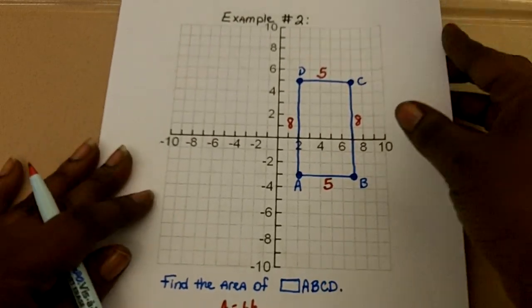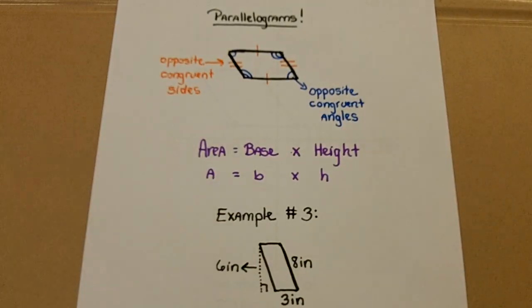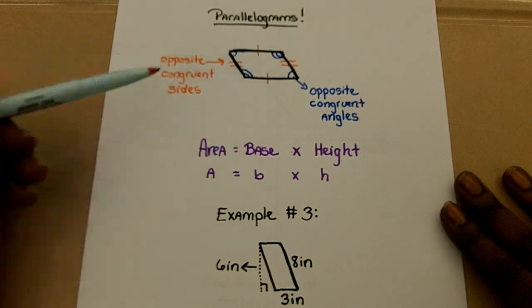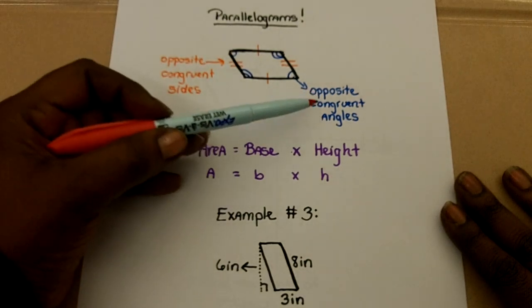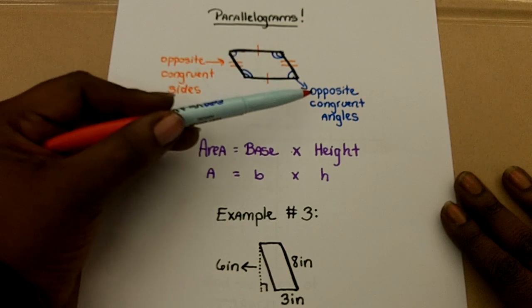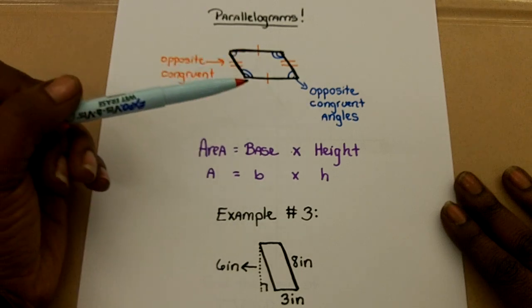Now, moving on to the next shape, a parallelogram. Basically, a parallelogram is also a quadrilateral, a four-sided figure. Opposite sides are still congruent. However, your angles will not necessarily be 90 degrees. But whatever they measure for a parallelogram, opposite angles will be congruent.